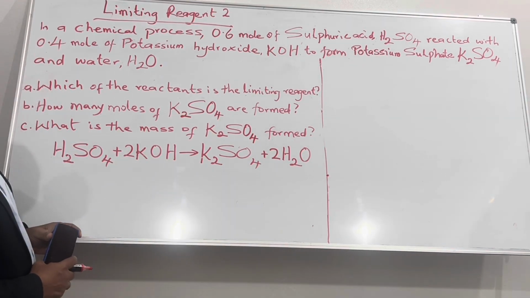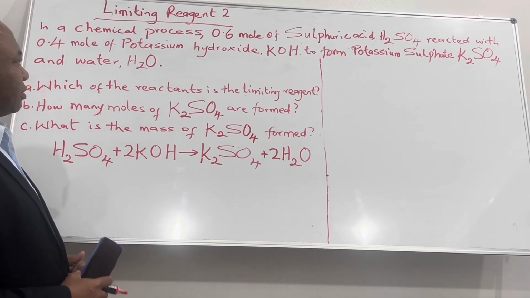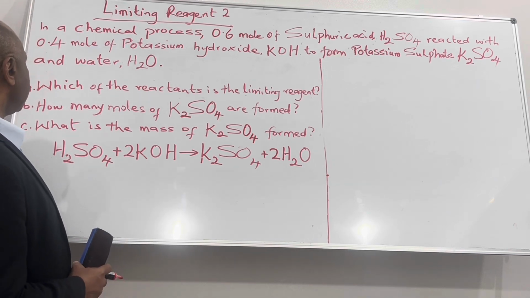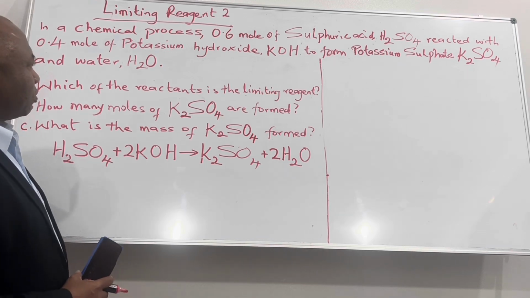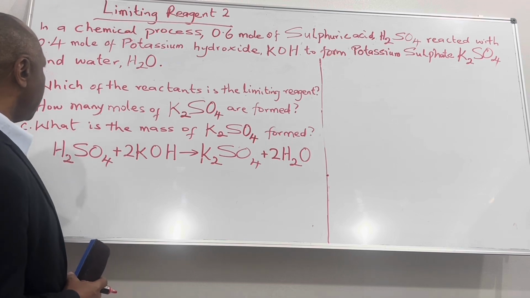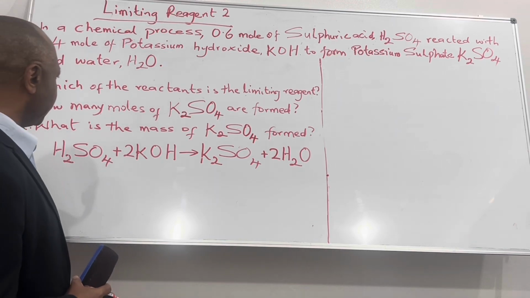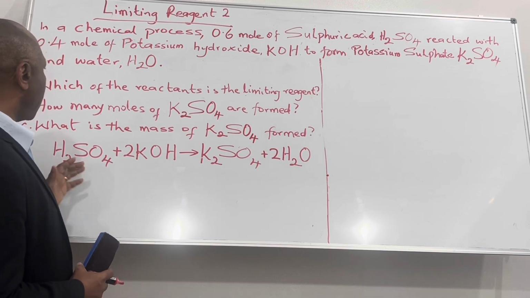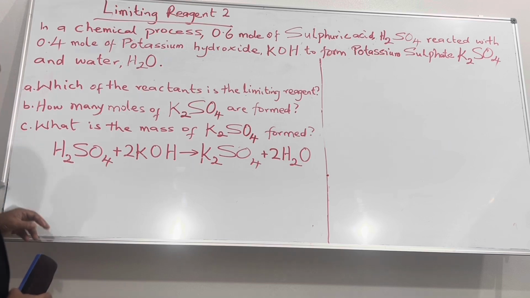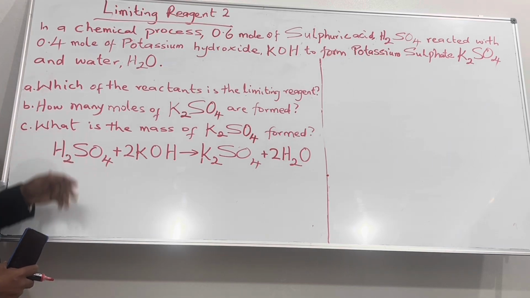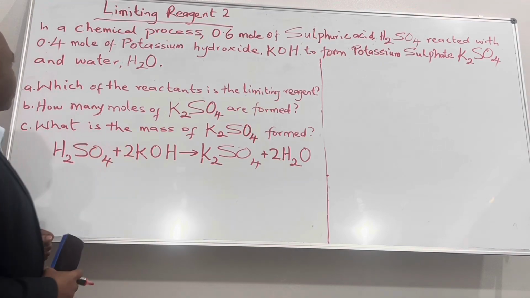In a chemical process, 0.6 mole of sulfuric acid reacted with 0.4 mole of potassium hydroxide to form potassium sulfate and water. Which of the reactants is the limiting reagent? How many moles of potassium sulfate are formed? And lastly, what is the mass of the potassium sulfate formed?